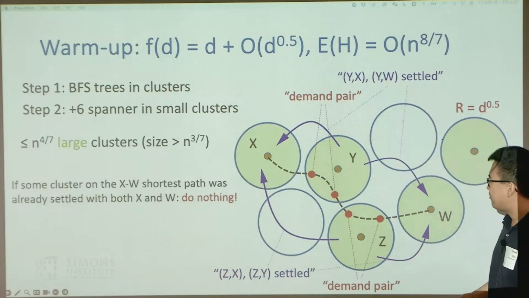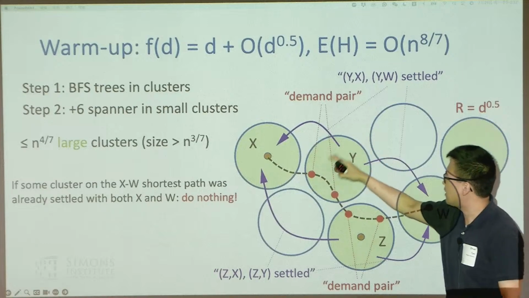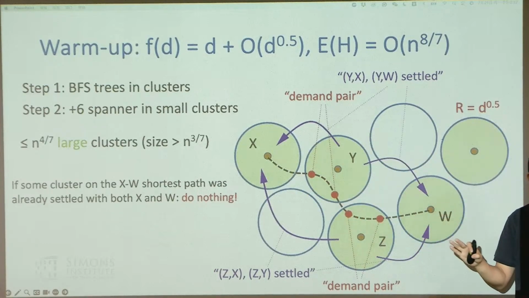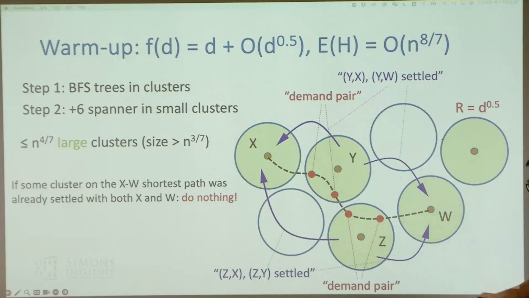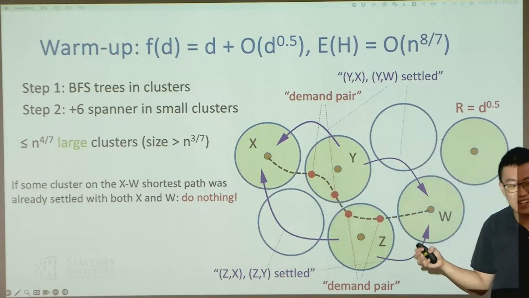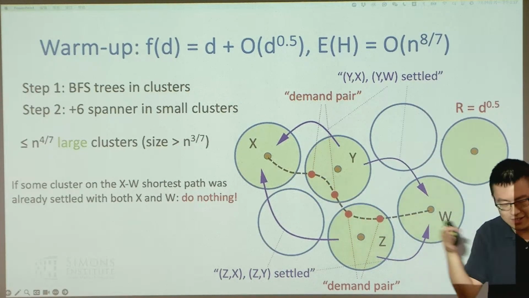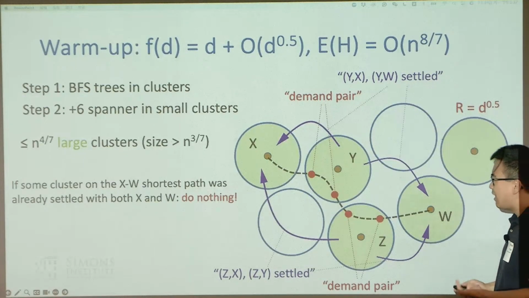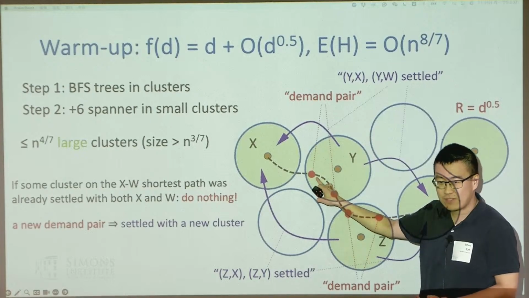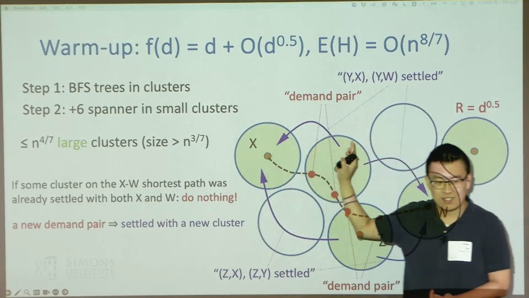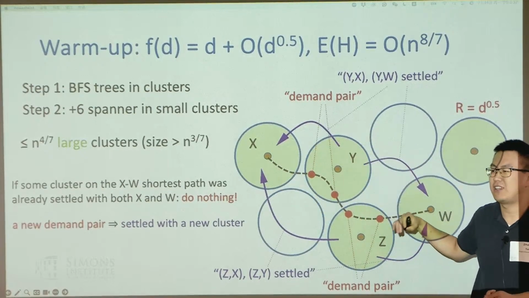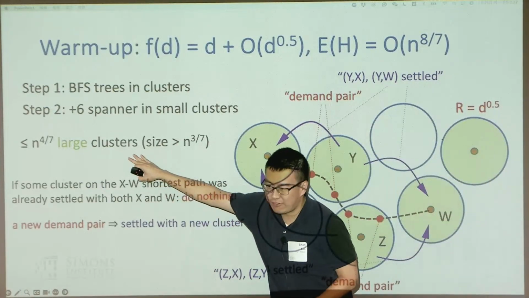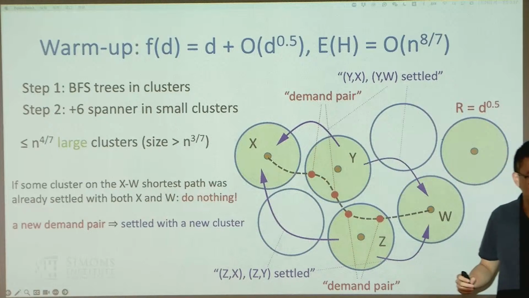Because later on, if we handle another pair and find some cluster on this shortest path is settled with both X and W, we will do nothing. We will not give any new demand pairs, because this pair has already been sort of secondarily settled. They're both settled with someone in the middle. They are already almost preserved. So what this means is that every time a cluster gets a new demand pair, it gets settled with a new big cluster. Therefore, the number of demand pairs it gets eventually is bounded by the number of large clusters. So we process in rounds.